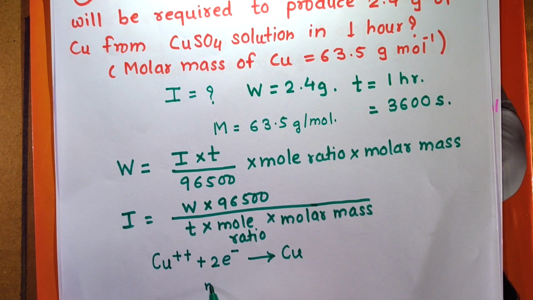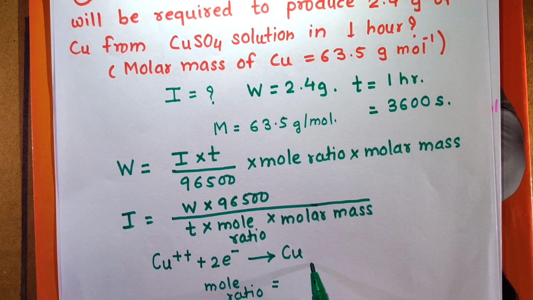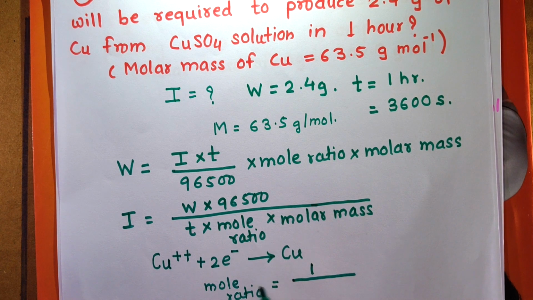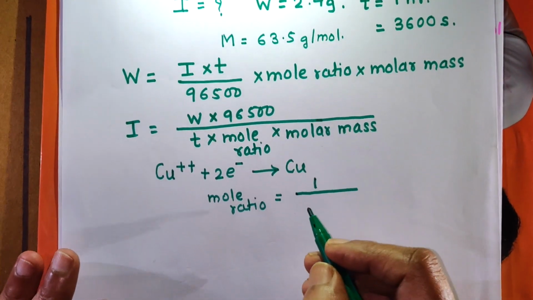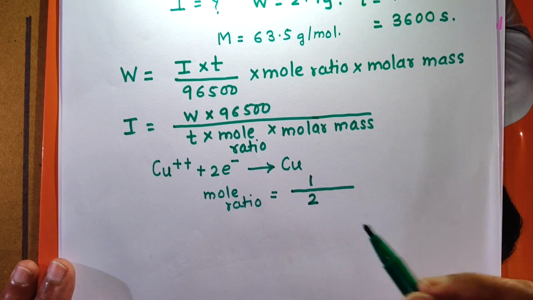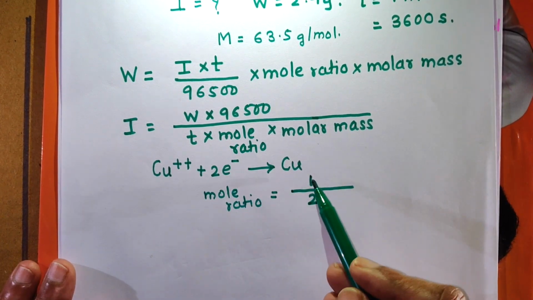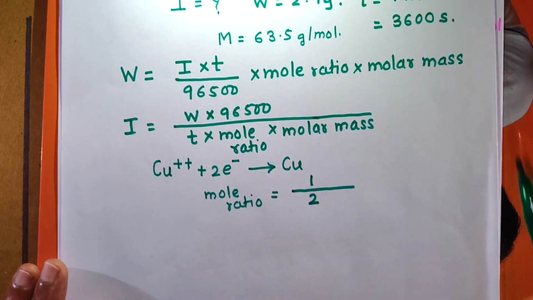So what is mole ratio? Mole ratio can be calculated from this stoichiometric equation, that is equal to number of moles of the product formed divided by the number of moles of electrons required. So Cu, 1 mole we have obtained, and how many moles of electrons are required? 2. And so mole ratio for this is 1/2. Now mole ratio we have obtained 1/2. Molar mass is given 63.5 gram per mole.